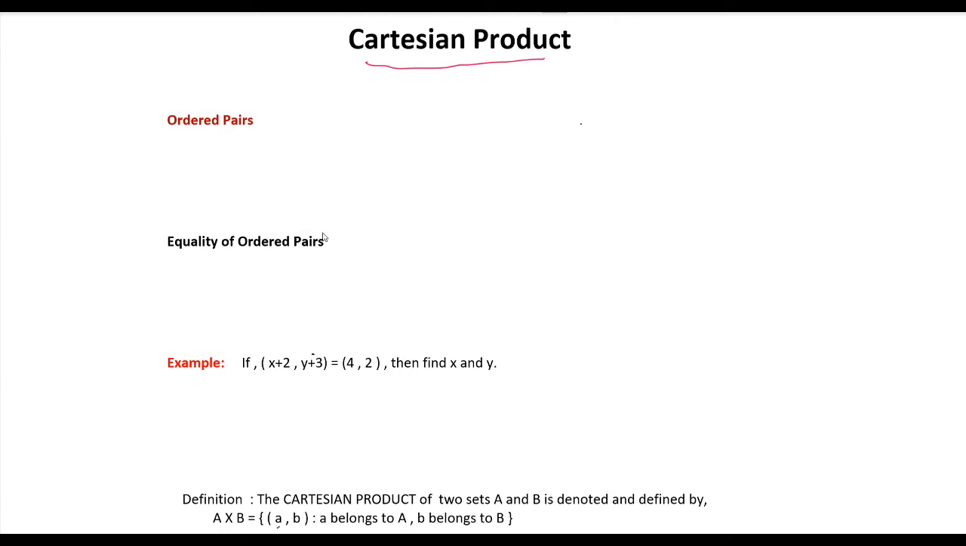Dear students, in this video we will understand what is Cartesian product. Before that, we will understand what are ordered pairs. Ordered pairs are written like this: (a, b), (x, y), (1, 2). In this ordered pair, this is the first element and this is the second element. Always order is important. We cannot interchange a and b.